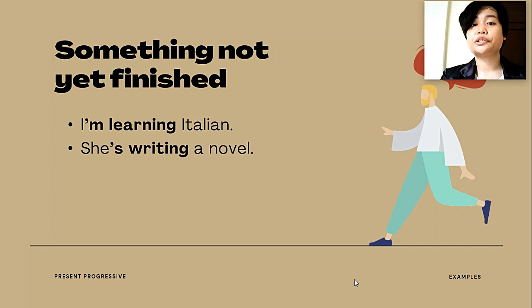Another thing about present progressive, you can use it to describe something that is not yet finished, even when you are not doing that activity. For example, you say, I am decorating my room. You can say, I am decorating my room because you haven't finished decorating your room, but you just want to tell your friend you are in progress in doing that.